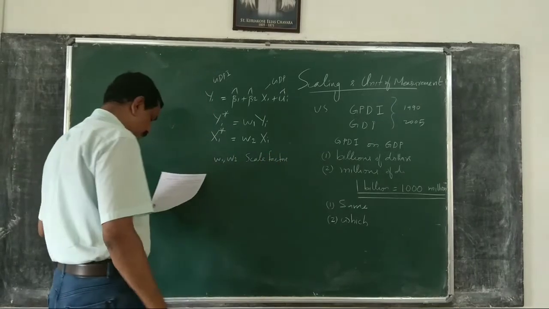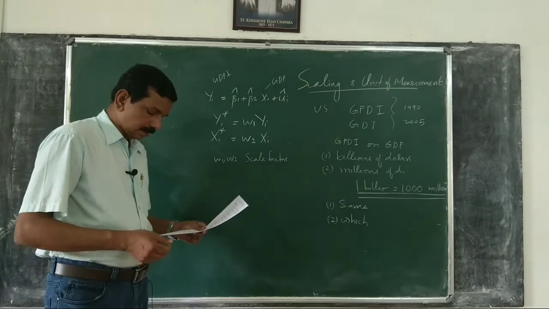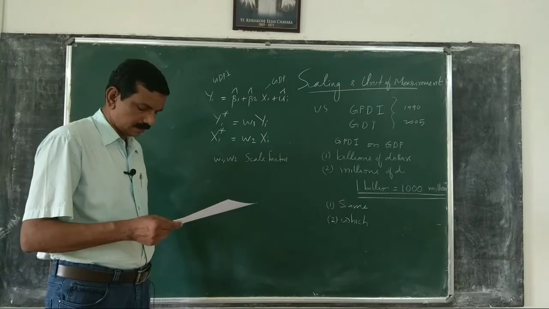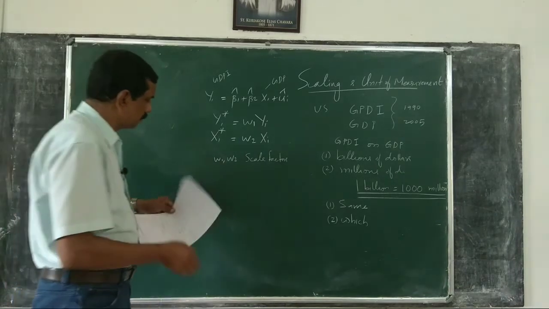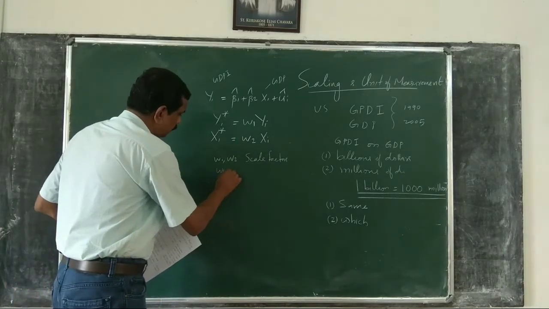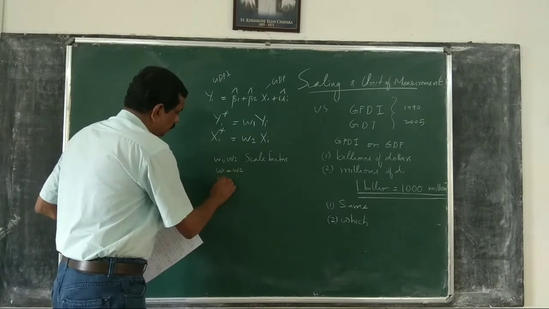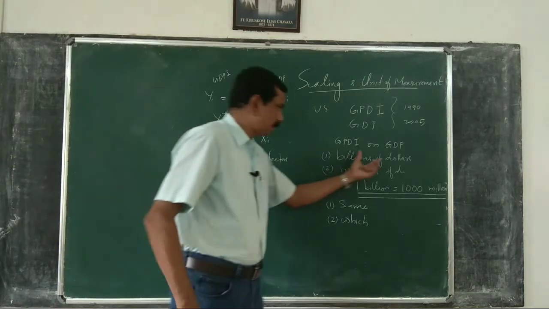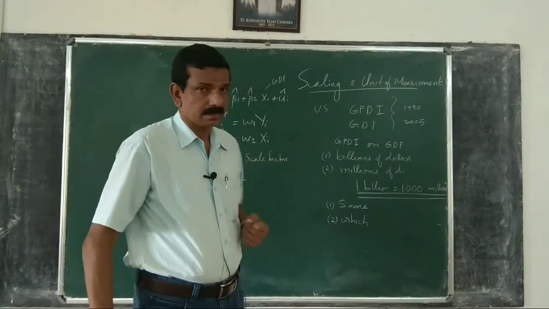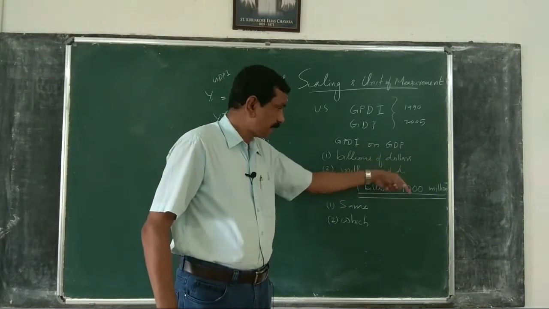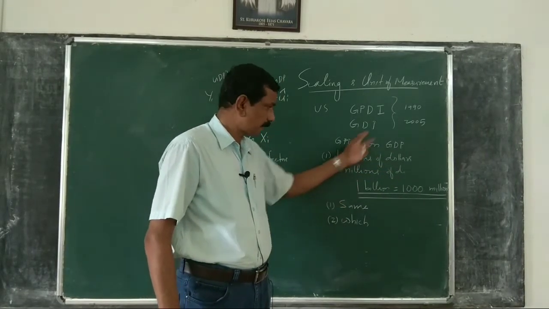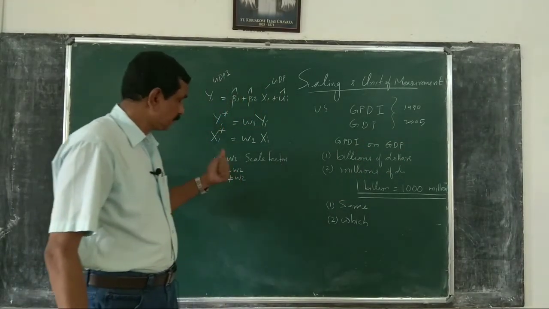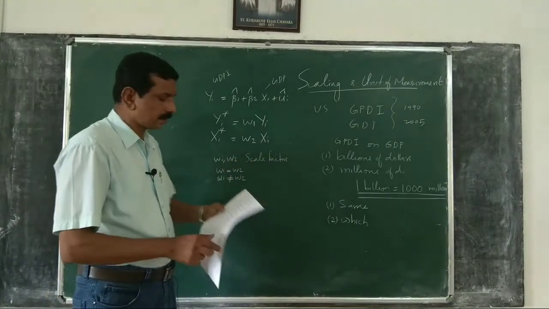Scale factors, also called constants, known as scale factors. And W1 may be equal to W2, or W1 need not be equal to W2. Means data given in billions can be converted into millions, another can be converted into some other unit of measurement. So W1 may be equal to W2 or not.